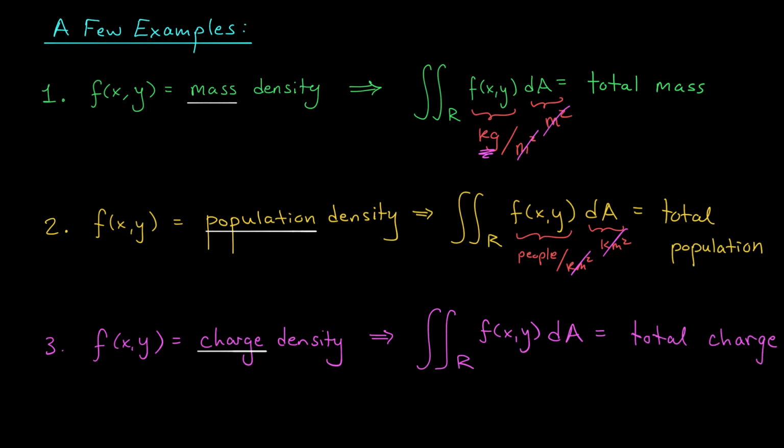For our third and final example, suppose that f of xy represents the density of charge over some surface R. In that case, the double integral over R of f of xy represents the total charge across that region. No surprises here, we see the same behavior in our units as we saw above. So if our charge density is measured in coulombs per meter squared, and our area is measured in meters squared, then once again we have a little cancellation, and we're left with a sum of coulombs. That gives us the total charge.